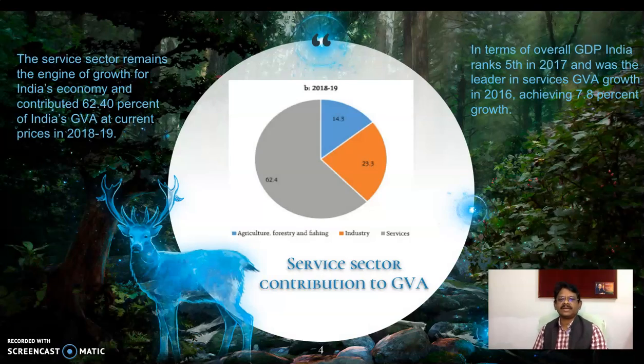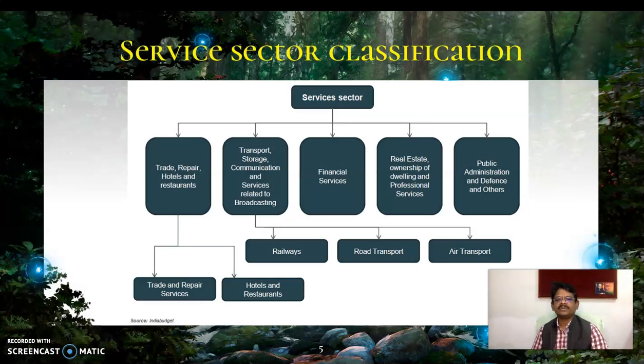As I was mentioning, there are three sectors: primary, secondary, and tertiary. The pie diagram shows their contributions, and in terms of the overall GDP India ranks 5th in the world. At the same time, the service sector remains the engine for growth of the Indian economy. So these are the merits of the service sector. As I was mentioning earlier about the different segments of the service sector, here you can see the service sector classification.